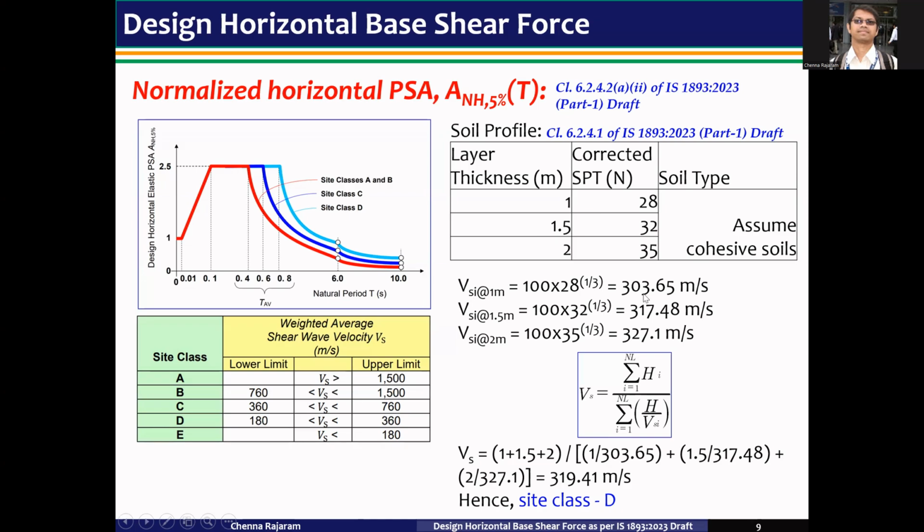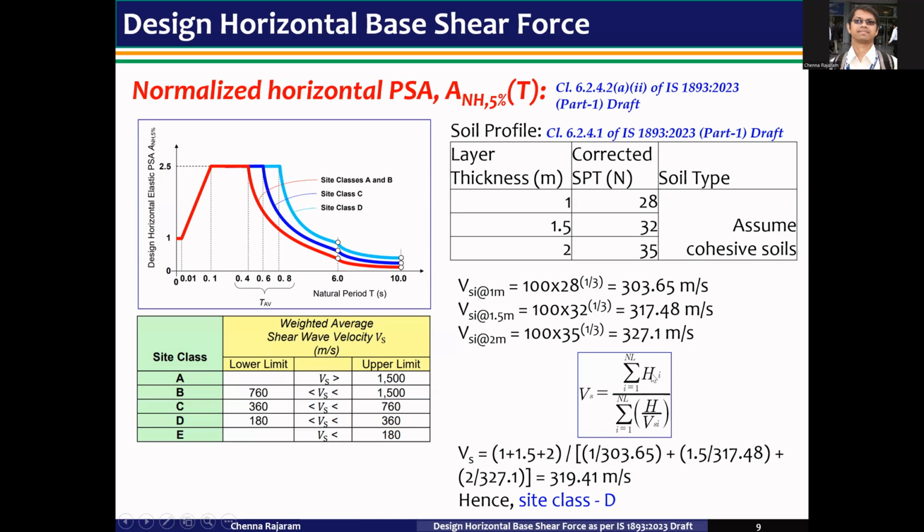Now, at 1 meter, the shear wave velocity value is 303.65 meters per second. At 1.5 meters, the value is 317.48 meters per second. At 2 meters, the value is 327.1 meters per second. After obtaining the shear wave velocity at different layers, we need to calculate the Vs value, which is equal to sigma i equal to 1 to number of layers, hi, divided by sigma i equal to 1 to number of layers, hi divided by Vsi.